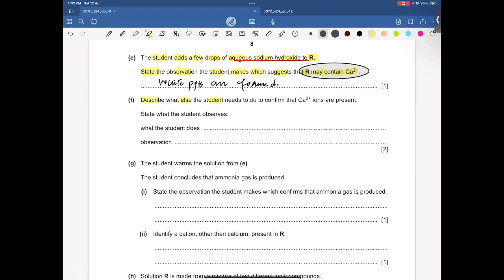Describe what else the student needs to do to confirm that calcium ions are present. State what the student observes. What the student does is add excess aqueous sodium hydroxide. Because before that, the examiner was using a few drops. Now I'm using excess amount. So in excess amount, white precipitates remain insoluble.